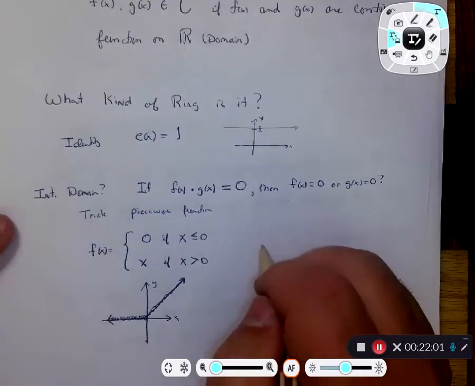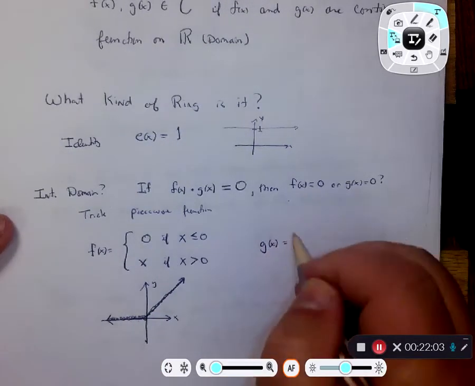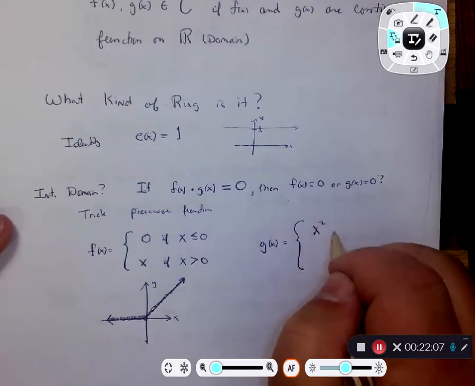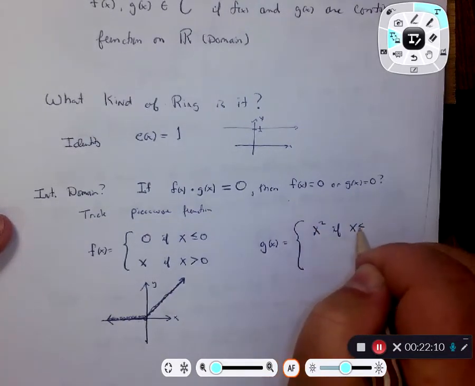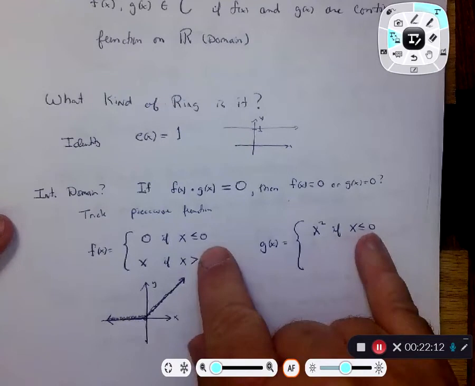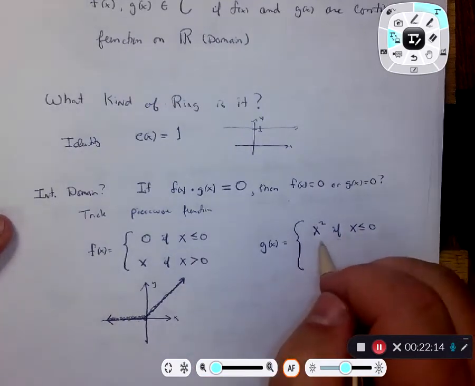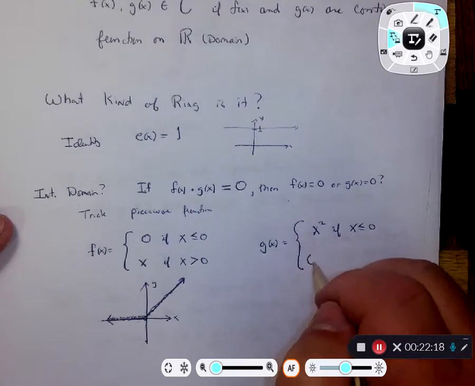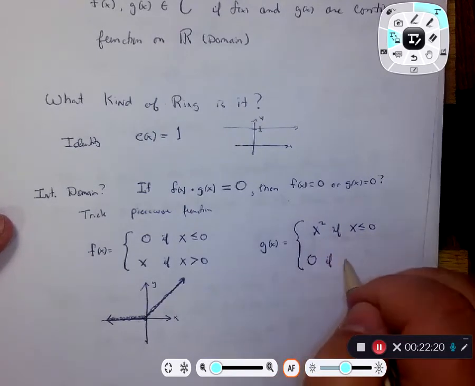Now watch this one. I'm going to let g of x be equal to, just to be different here, x squared if x is less than or equal to 0, so your domains are going to match up here. So g of x equals x squared if x is less than or equal to 0, and 0 if x is strictly greater than 0.